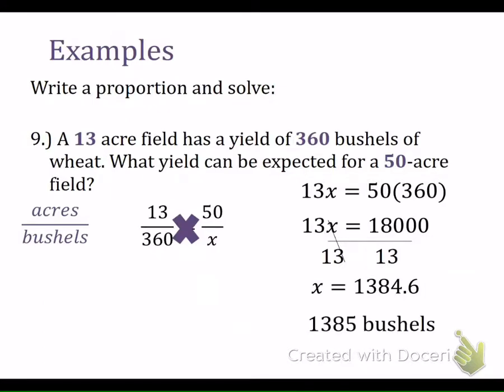Good. Again, we'll just round to the nearest whole number. So 1,385 bushels. I will attempt to do these next couple a little on the quicker side, but you got to write quick too if we're going to try to get through these, okay? All right.